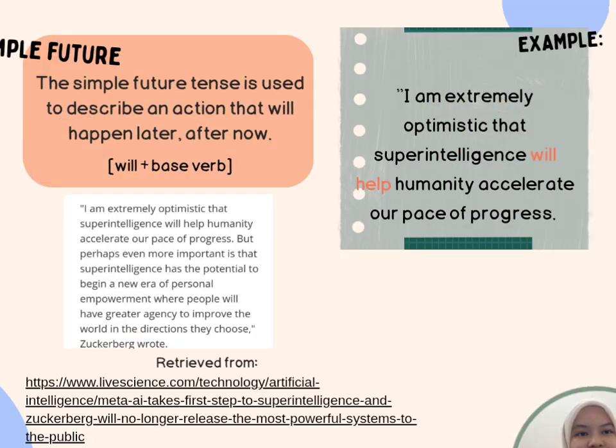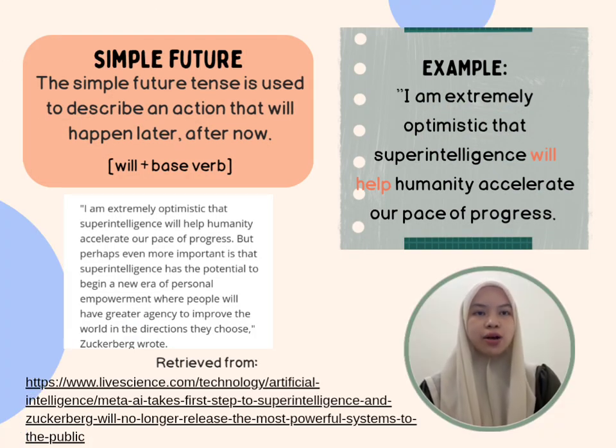Last but not least is the future tenses, where I will explain the use of simple future. The simple future tense is used to describe an action that will happen later after now. An example I found is: I am extremely optimistic that superintelligence will help humanity accelerate our pace of progress.